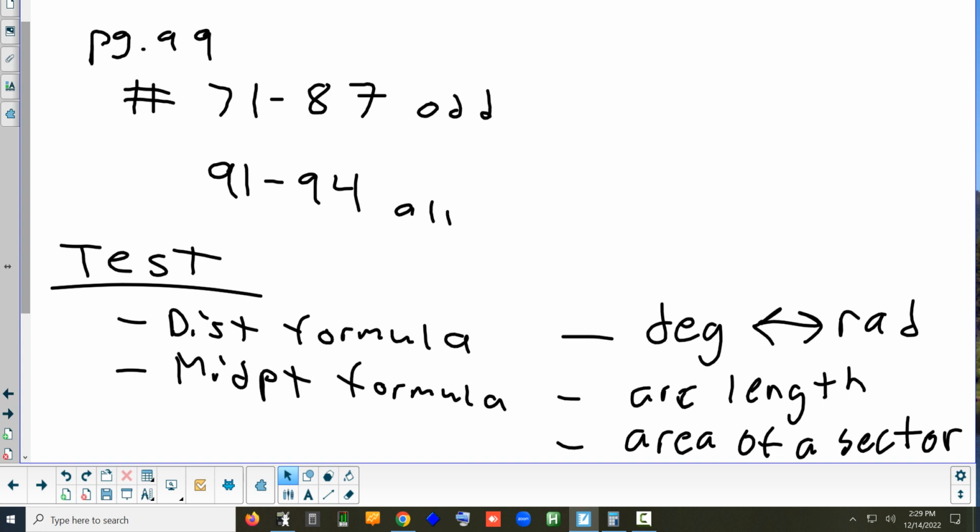And the homework is 71 to 87, just the odd on that part, and 91 to 94. That's all. Does anyone have any questions about the topics that I listed for the test? Remember, you can make a reference sheet, so I would advise you, if there's anything you can't remember, put it on the sheet.